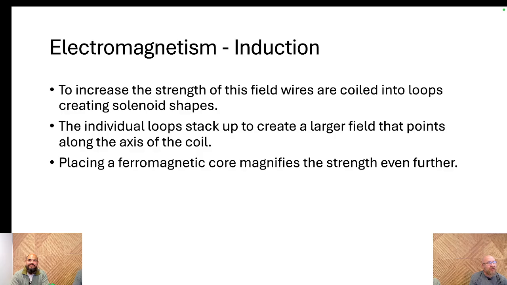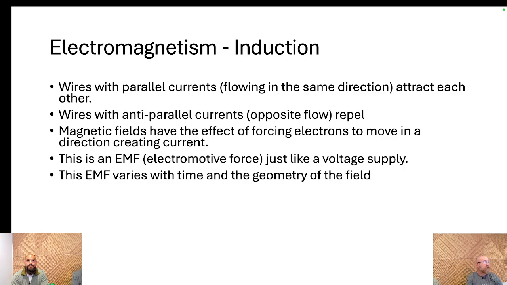And so the more loops that we have, the stronger we have concentrated that magnetic field, right? And if we place a ferromagnetic core inside of it, it magnifies the strength even further. So essentially what it winds up being is that each wire is parallel to another wire flowing in the same direction, and those will attract one another. And then wires that have an opposite reaction will repel one another with the magnetic field. That's similar to when you take a north and south magnet and you put them polar opposite. Yep. And what happens? Yep.